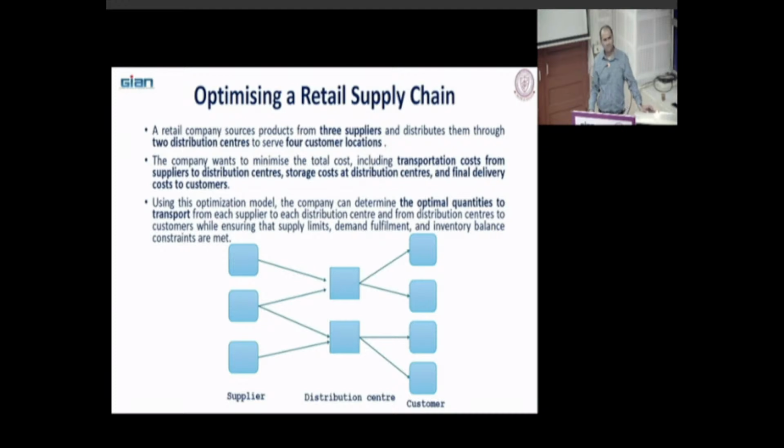Two objectives. Why 2? Yeah, decision variables are 2, but he is saying 2 objectives. But we are saying total cost. Total cost includes your transportation cost plus your storage cost. Okay. So tell me the objective function. Any idea? Transportation cost.